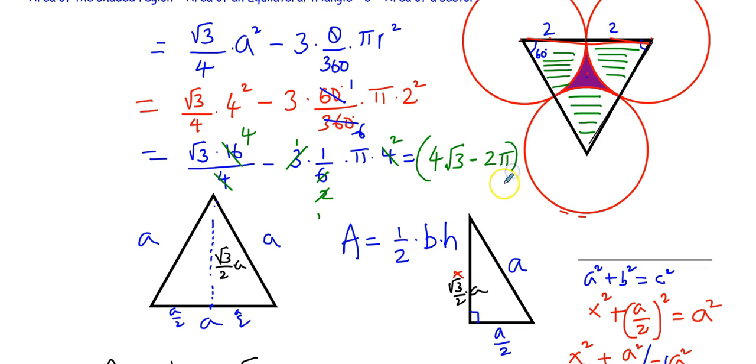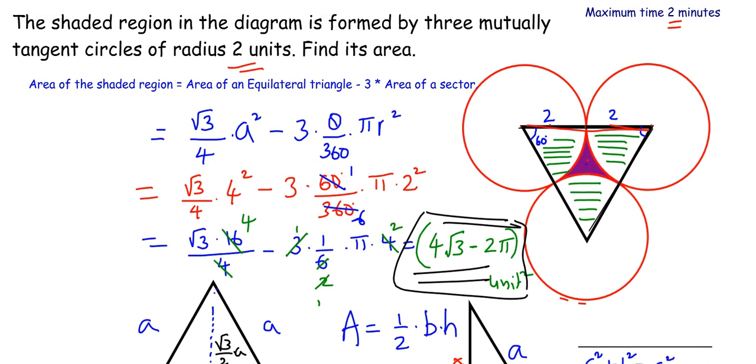So many square units is the area of the shaded region. This is your final answer. Because we are not using a calculator here, this is the exact value, 4 times root 3 minus 2 pi. Rounding off cannot be done. Of course, square root of 3 we know is 1.732, etc., and pi is 3.14. All that we don't need. We have to give the exact value because it is a 2-minute problem, and without using a calculator you are doing it.